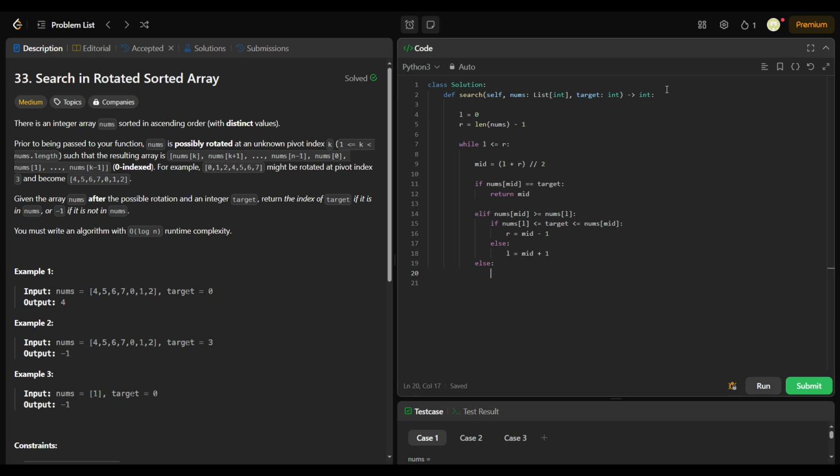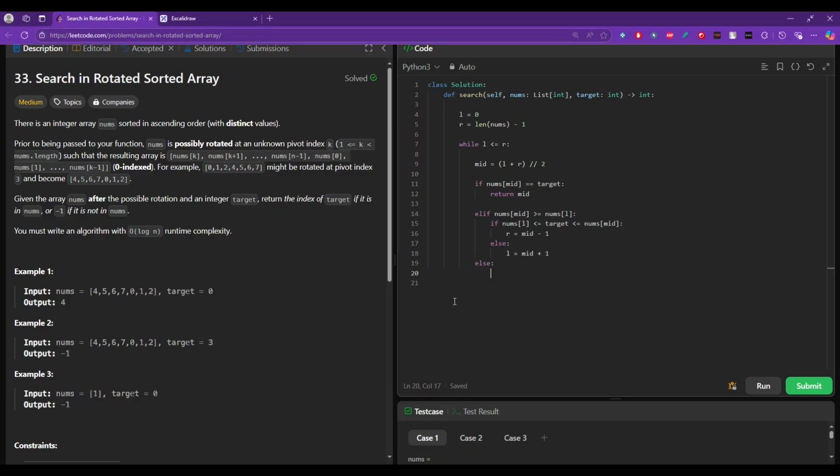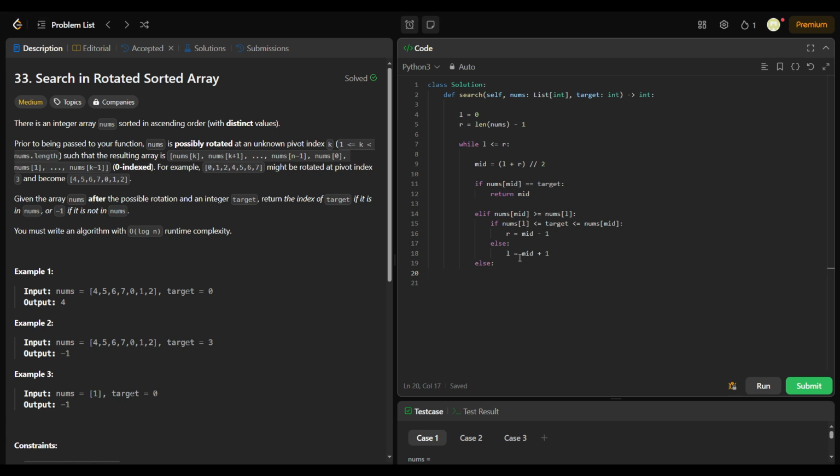This else statement is where nums of L is not less than or equal to nums of mid, right? Which means that when we get to the midpoint, like here, that point is actually less than what's over here. In which case we'd have to do something a little bit differently, right? We would basically have to check, okay, let's check the right portion and see if target exists there. And if it does, we can handle that appropriately.